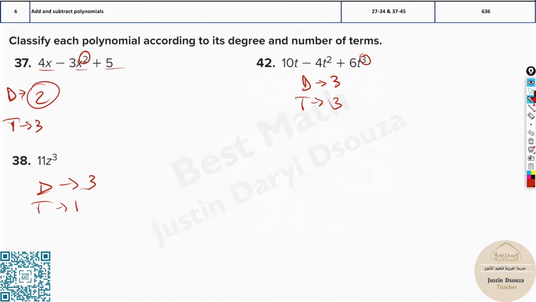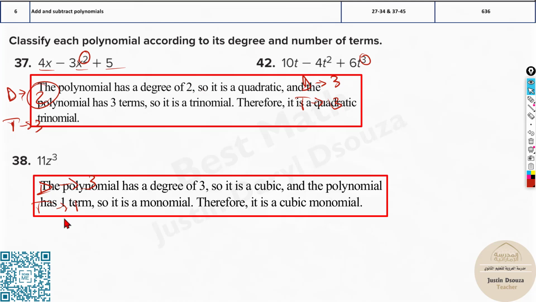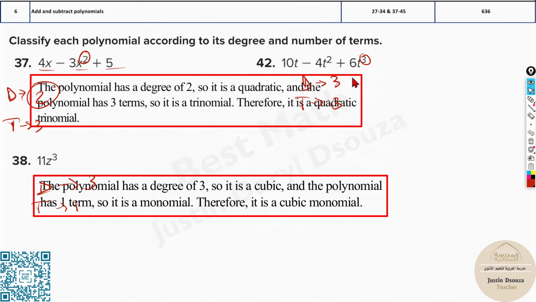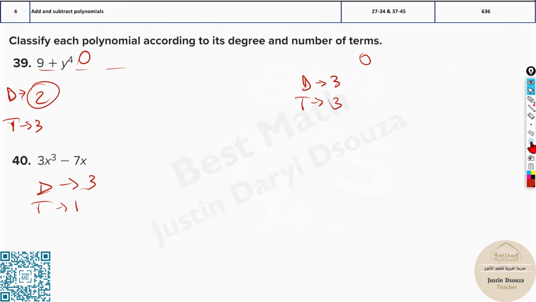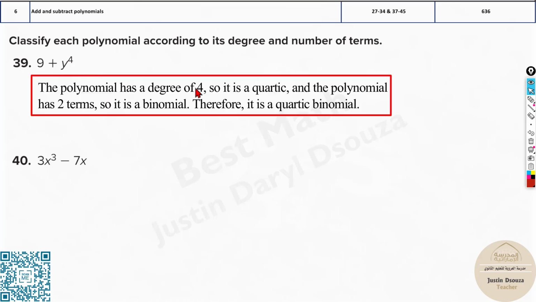So that's it. So that is what they're asking for. Now the first answer over here is having degree 2 and it's a quadratic. They've just asked degree. Degree is 2, terms are 3. Here they have asked degree 3, term is 1. It's just a monomial. Now what about the next one? Degree is 4, easily, and the terms are 2. It's a binomial.